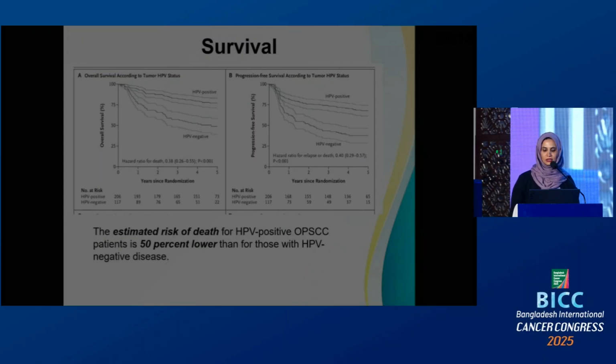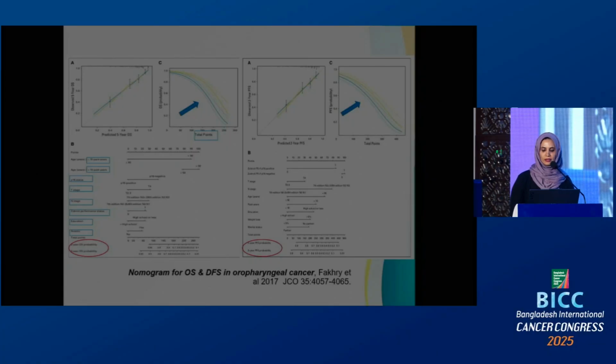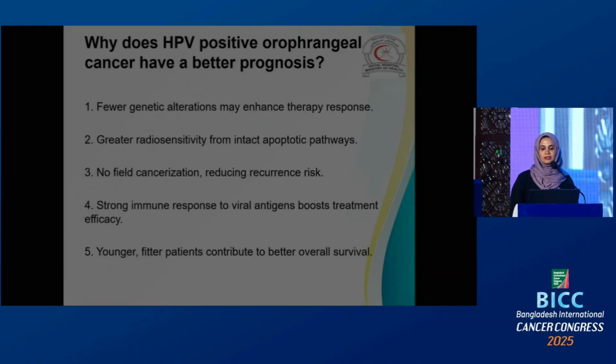And the estimated risk of death for HPV-positive oropharyngeal squamous cell carcinoma is 50% lower than those who have a negative disease. This is a nomogram done by Fakhry, and it collects points to predict the overall survival and disease-free survival for patients with P16-positive oropharyngeal squamous cell carcinoma. So why does the HPV-positive oropharyngeal carcinoma have better prognosis?